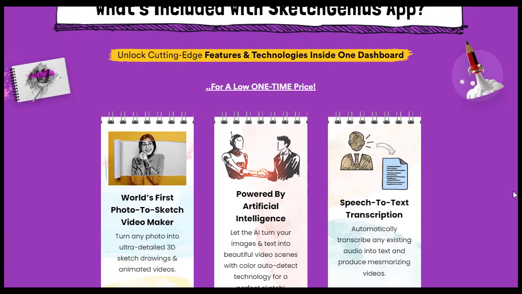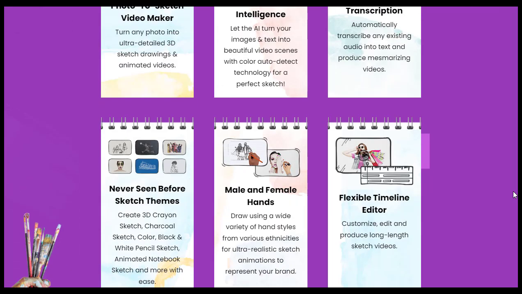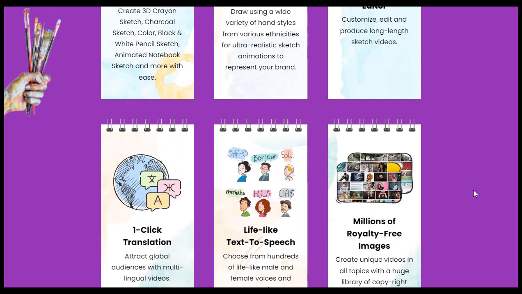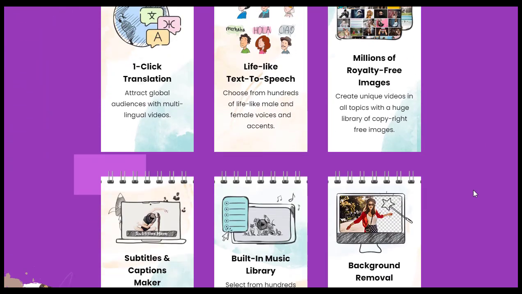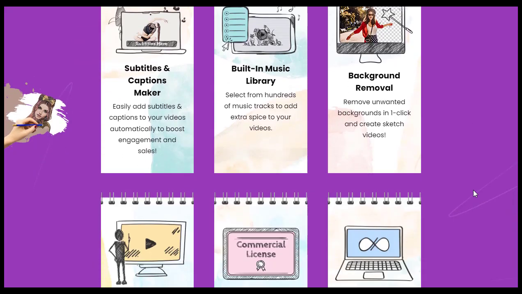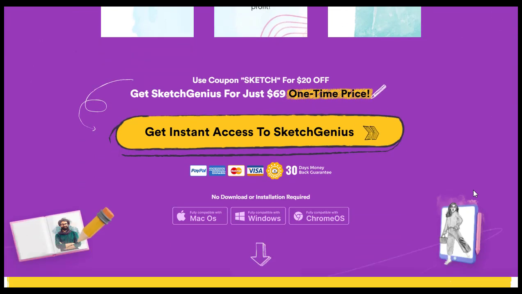Sketch Genius offers 7 different templates, each designed to cater to various artistic styles. From detailed pencil drawings to animated sketchbooks, the platform ensures that users can find a template that fits their creative vision. This variety helps keep the content fresh and engaging, regardless of the intended audience.